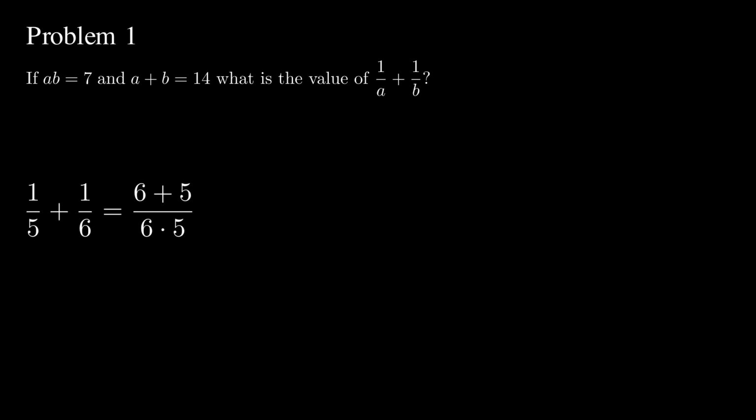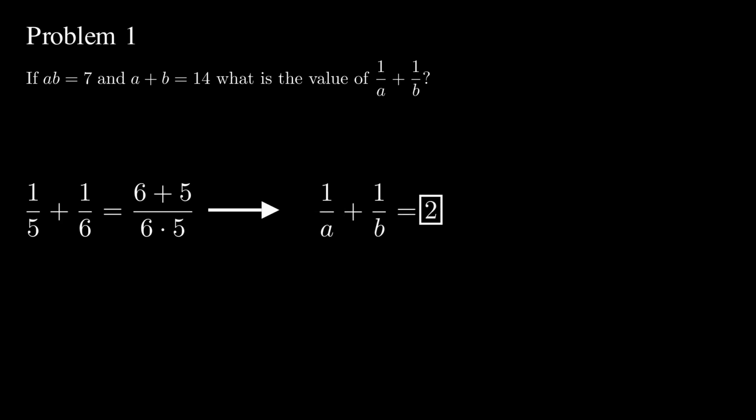This gives us inspiration for our original problem, which had letters a and b instead of 5 and 6, but it's still the same idea. So don't be scared of letters when they're really just like numbers in disguise. So let's put everything over a common denominator. We get 1 over a plus 1 over b equals a plus b over a times b, and look at that. We have everything we need to solve this. We know a plus b is 14 and ab is 7, so this is really just 14 over 7, which is 2.